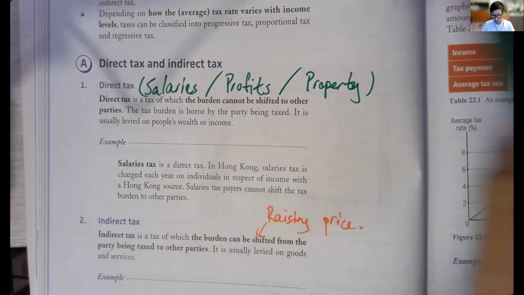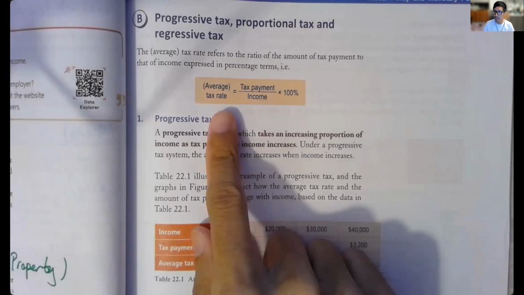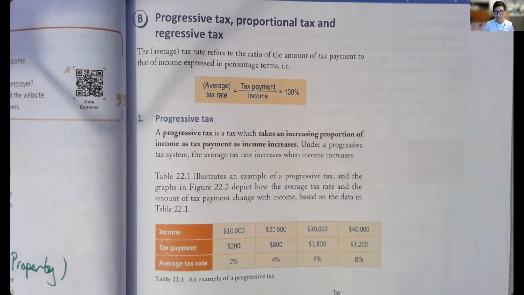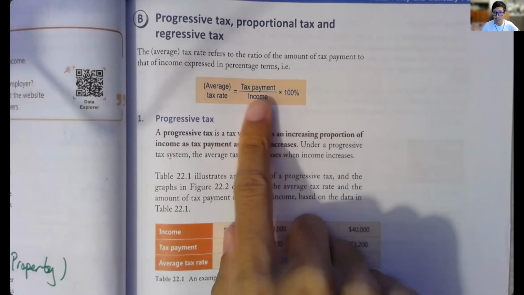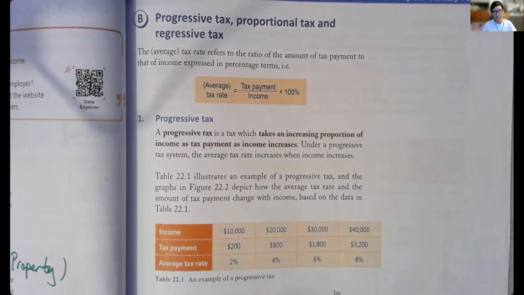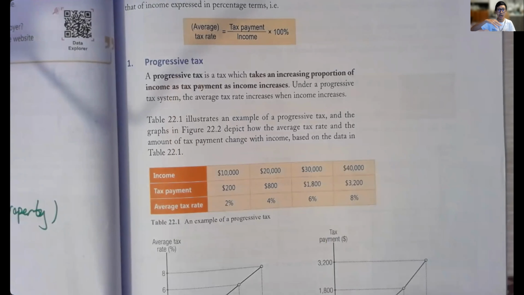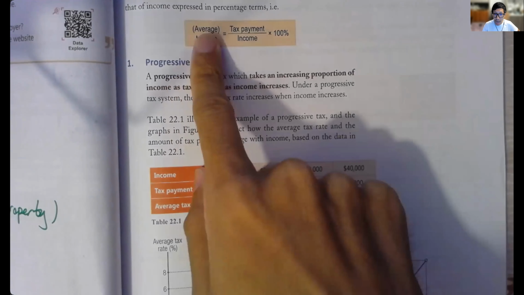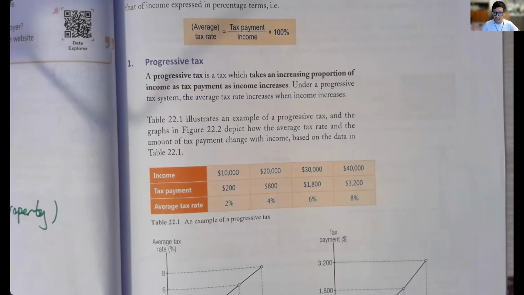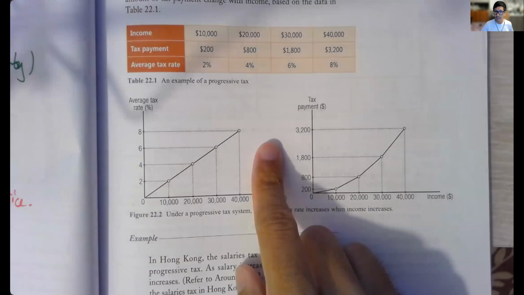Okay, the second type you have learned already, so I won't waste much time on it. The second one is classification by tax rate, the average tax rate, which refers to your average tax rate. Average tax rate refers to tax payment divided by your income. There are three types. Progressive tax: the higher the income, the higher the average tax rate. So the graph will look something like this.